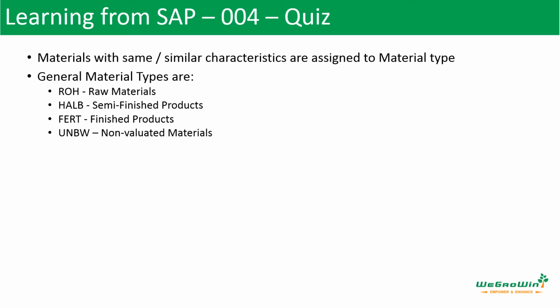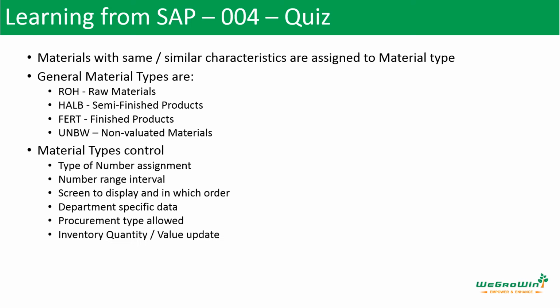So what do we learn from this quiz? It is material type. Materials with the same or similar characteristics are assigned to a material type. The general material types are ROH, raw materials; HALB, semi-finished products; FERT, finished products; UNBW, non-valuated materials.